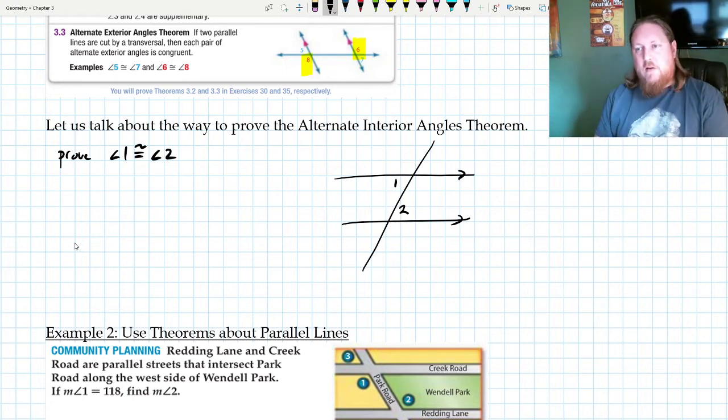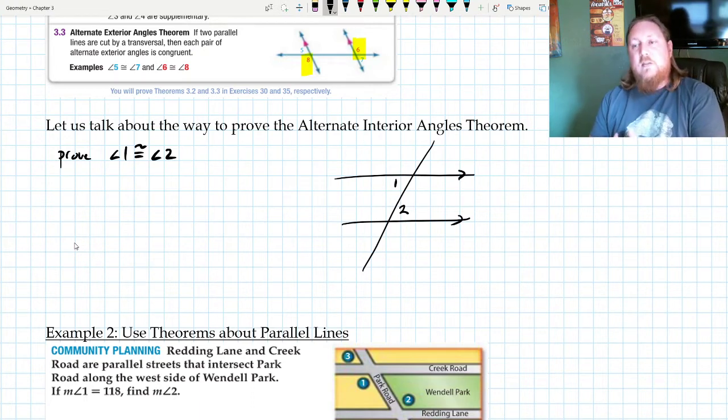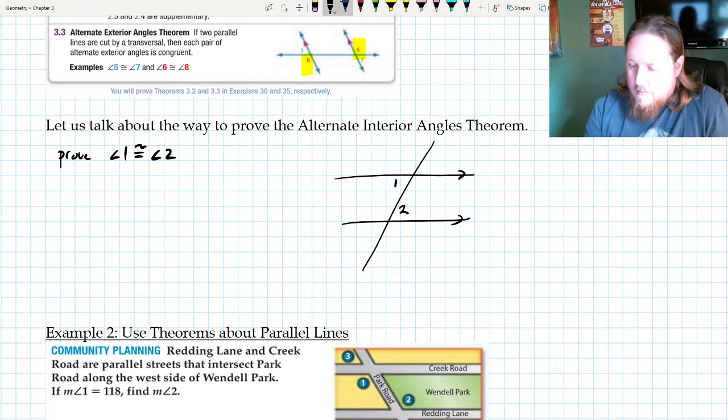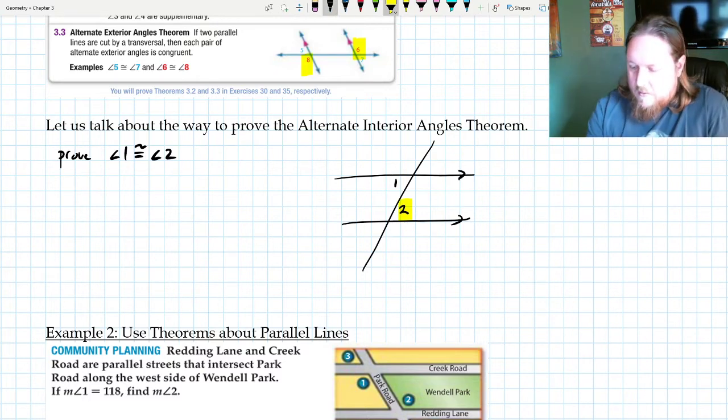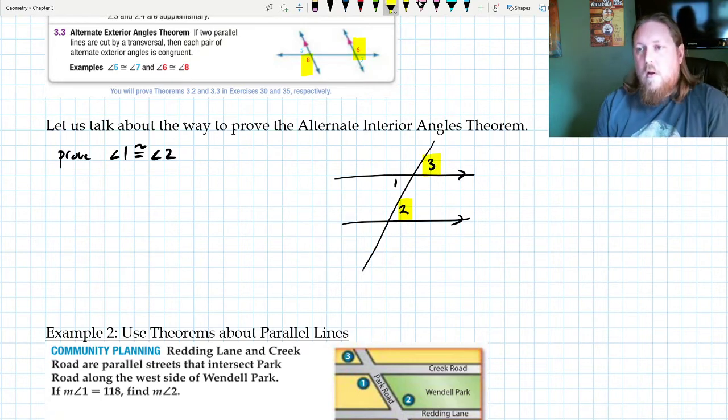The problem is we don't have anything yet. The only thing we have is corresponding angles. So I have to find a corresponding angle somehow. And it doesn't matter which corresponding angle I choose. I just need to find one and then make a new number for it. So let's take angle 2 here. What position is going to be corresponding to angle 2? Well, it's on the top right of the bottom intersection. So let's make another angle at the top right. We'll call that angle 3. So now angle 2 and angle 3 are corresponding.